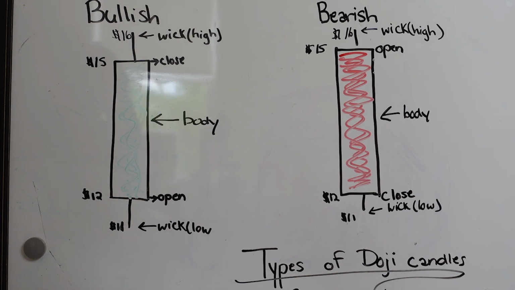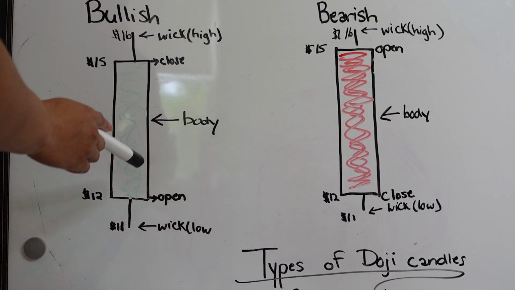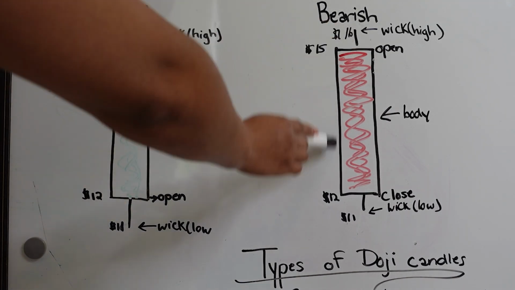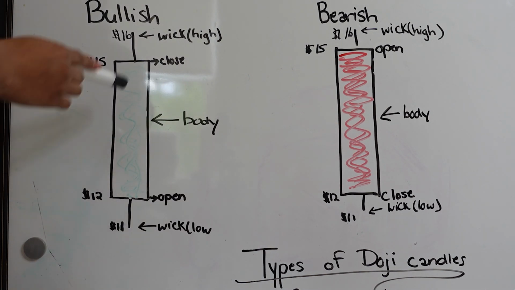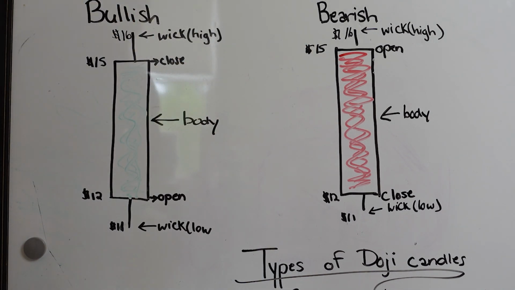Okay, so let's look at the anatomy of this whole candlestick. You see on both sides, the bullish and the bearish, we have the body. So this whole hollow part is the body on both sides. We have wicks on the top and the bottom on both sides. The wicks represent the highs of the day and the lows of the day. And then depending on what color the candlestick is, it's going to tell you where the price opened and where the price closed.